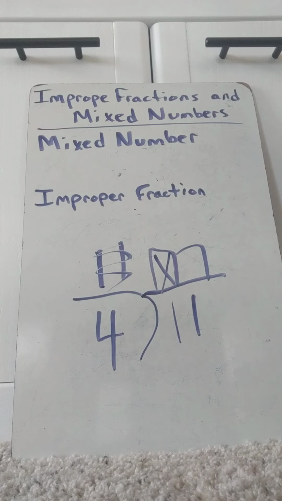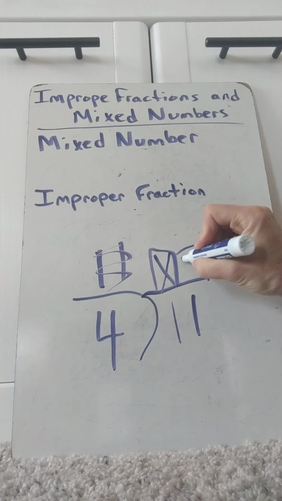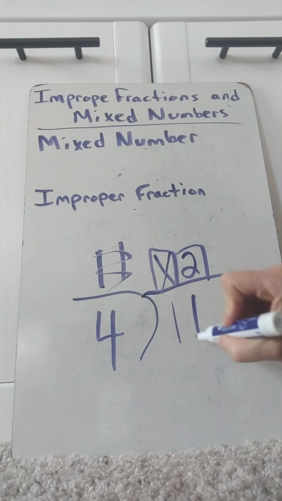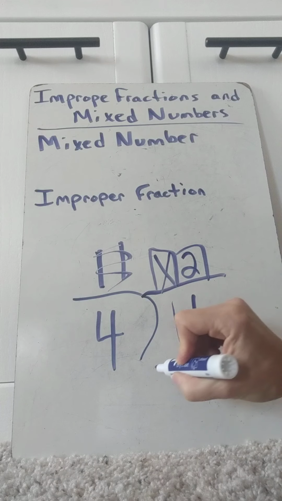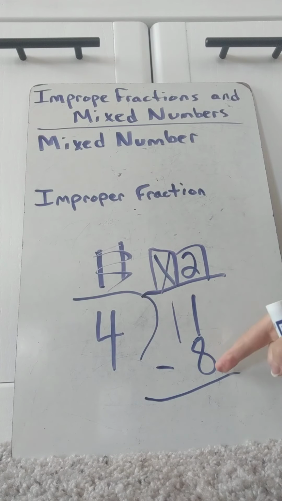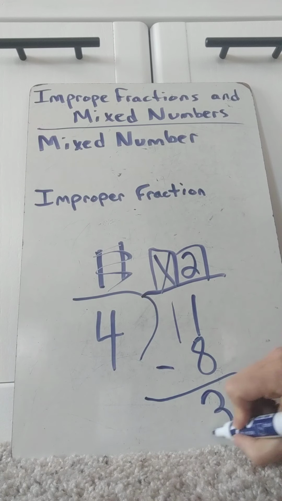And I'm going to say, what number times 4 is going to get me close to 11? Well, 4 times 1 is 4. 4 times 2 is 8. 4 times 3 is 12. That's too big. I can't go over. So it has to be 2. Then I multiply. 2 times 4 is 8. I subtract. This is 11. 11 minus 8 is 3. I have a remainder here.